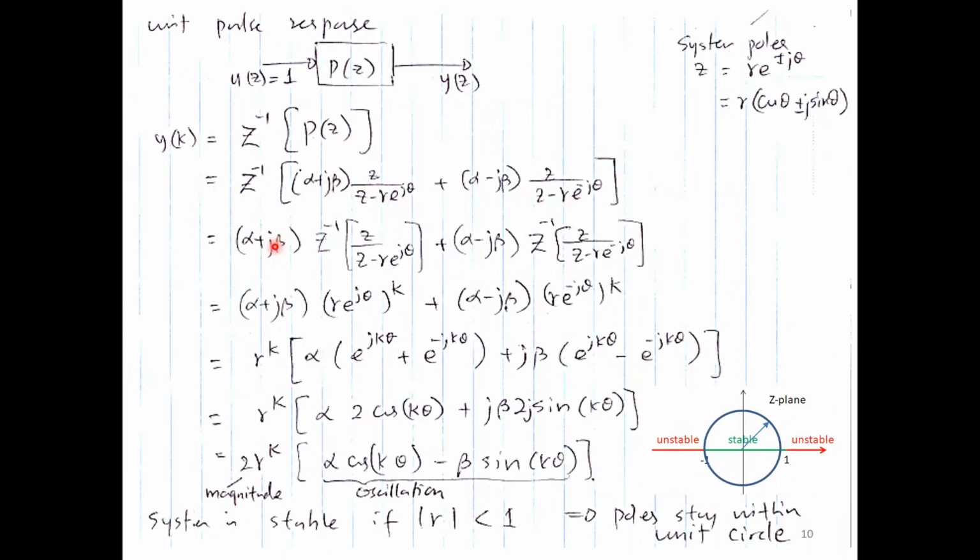So alpha plus j beta, for this one you can take it out for the first term: z to the minus 1, z over z minus r e to the j theta. And similarly, the second term can be written like this. Now the inverse Z transform, again, is a pretty common entry in the Z transform table: z over z minus something, and here also z over z minus something.